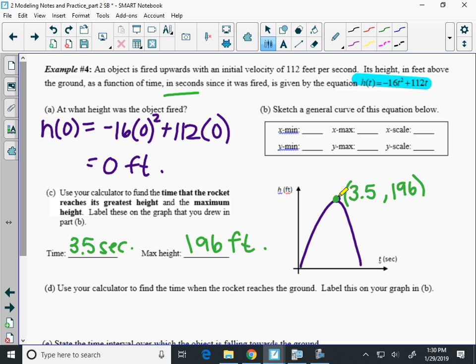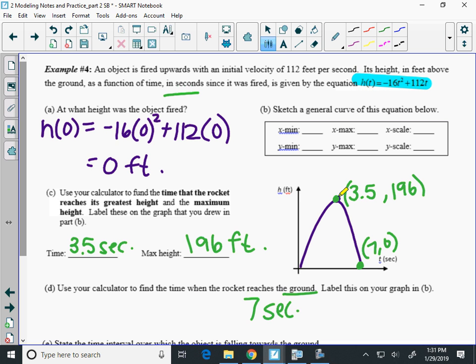Now we want to find the time when the rocket reaches the ground. What feature of the graph is it when you reach the ground? The 0, so I want you to trace for me the X-intercept. Second trace, you're finding 0. It also should be a really nice number. It is 7. So that means it took 7 seconds to reach the ground.